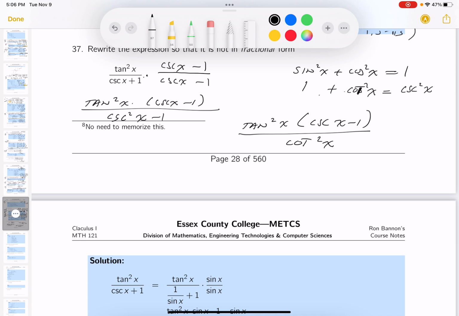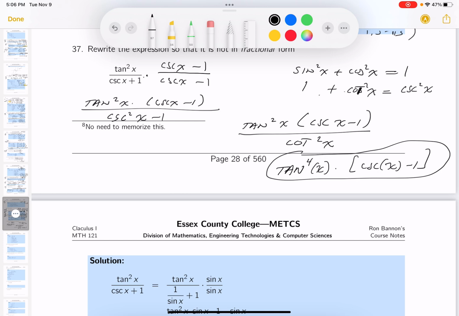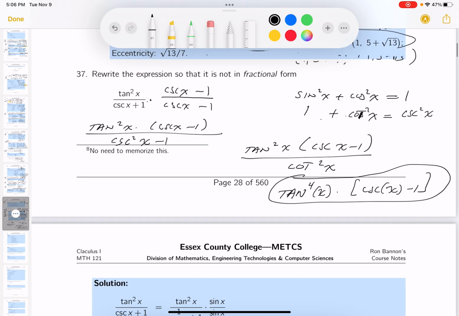So what do I got over here? Something pretty simple now. Maybe I shouldn't say simple. Something that they wanted. And I'll go back and read it to you. The fourth power of x times the cosecant of x minus 1. I'll look at the key later, by the way. It says rewrite the expression so that it's not fractional. And that's not fractional, by the way.